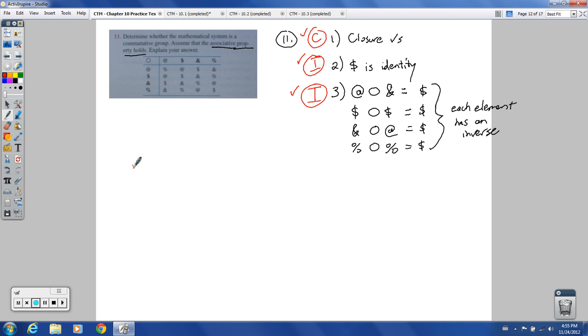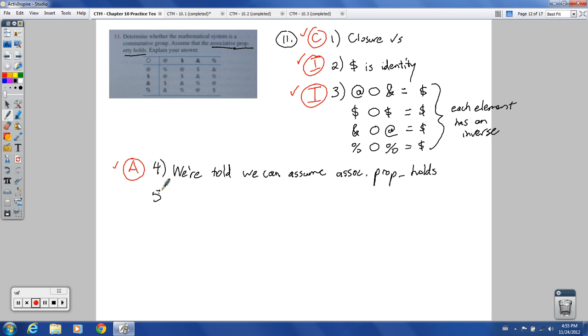Now let's check the CIIA. Let's check the associative property. Thank goodness we don't have to check that on this one. The associative property does hold because we can assume that it does. So we're told we can assume associative property holds. So no work to do on this one. This one we can just check that off then.